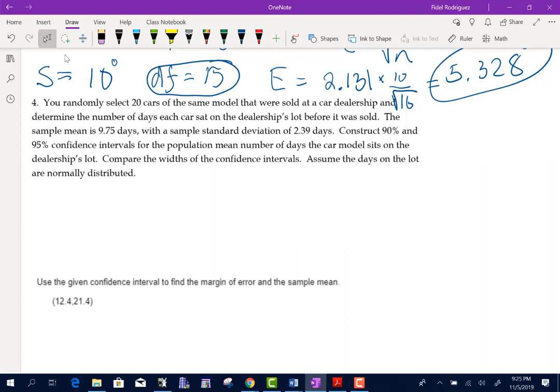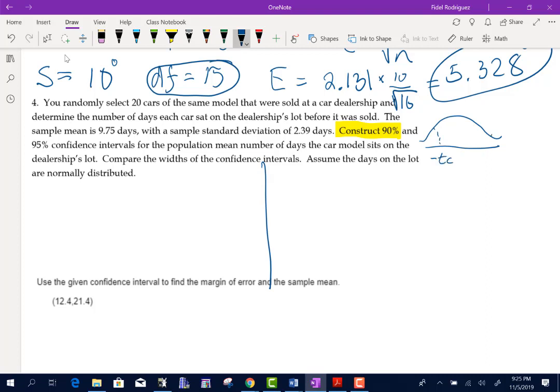With a sample standard deviation of 2.39 days, construct a 90% and a 95% confidence interval for the population mean number of days the car sits on the dealership's lot. Compare the widths of the confidence intervals. Assume the days on the lot are normally distributed. Okay, so guys, we actually kind of have 2 problems here. One of them is with what confidence interval? 90%, right? So again, guys, just to sort of think about what it is I'm doing here. Here's my picture.